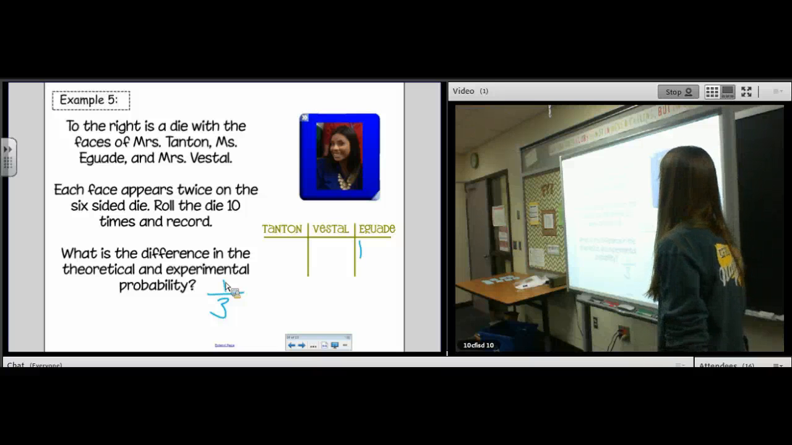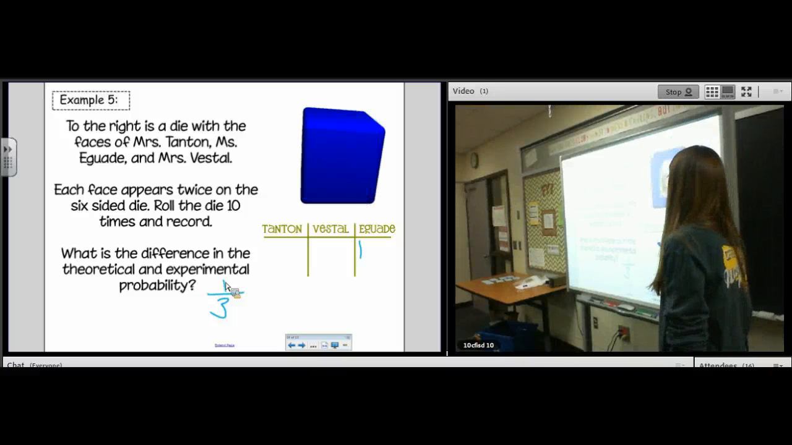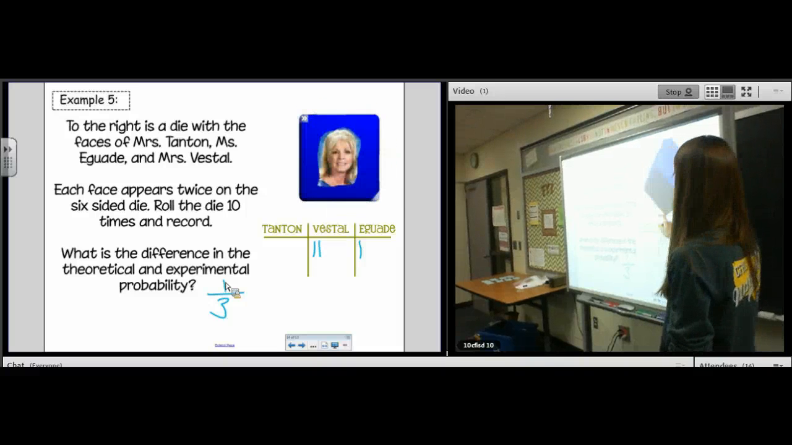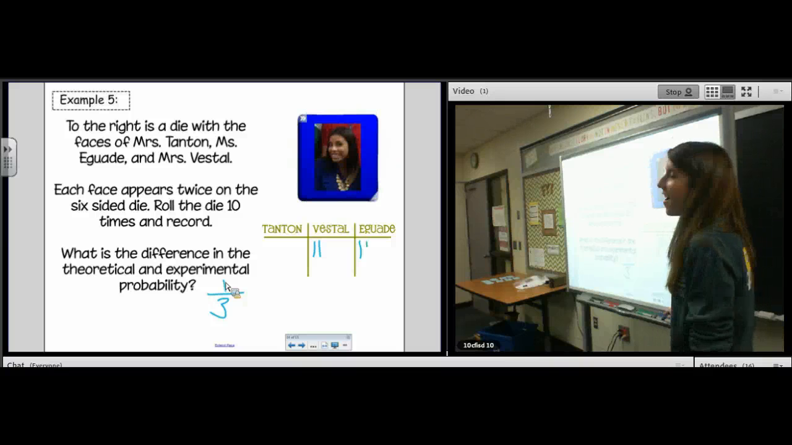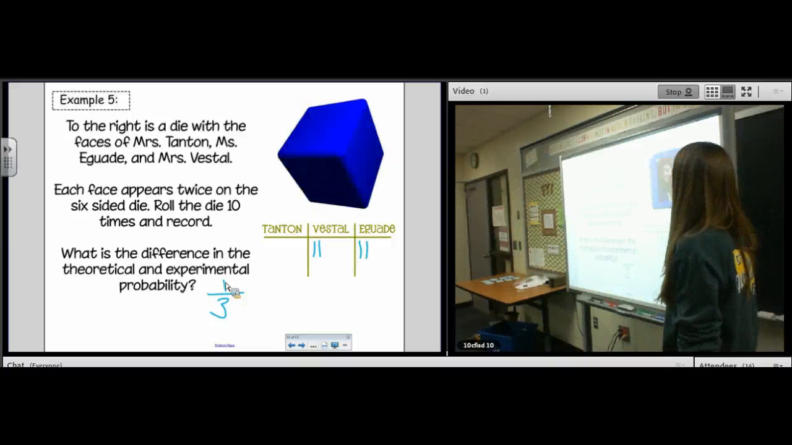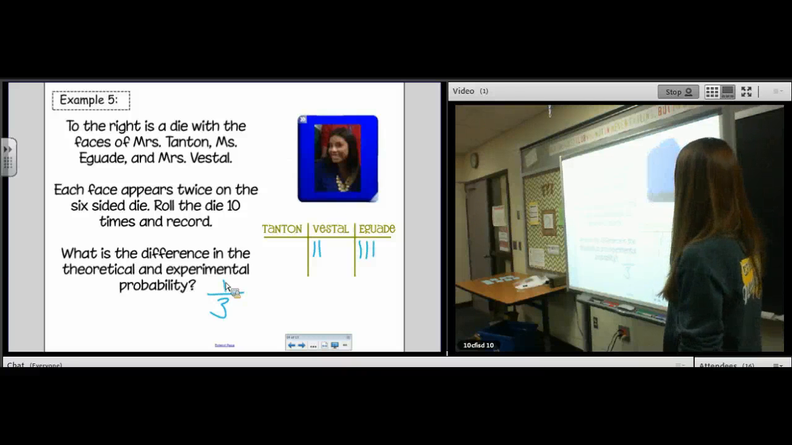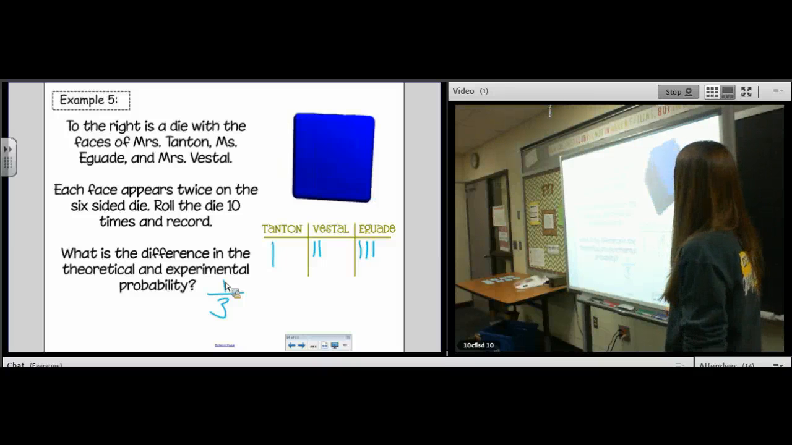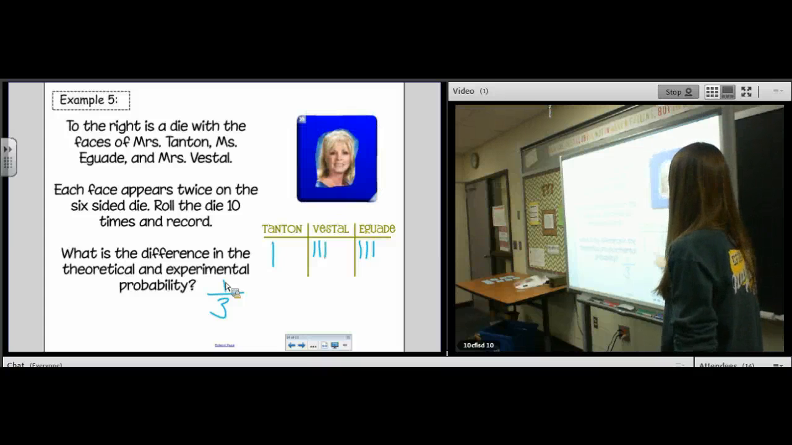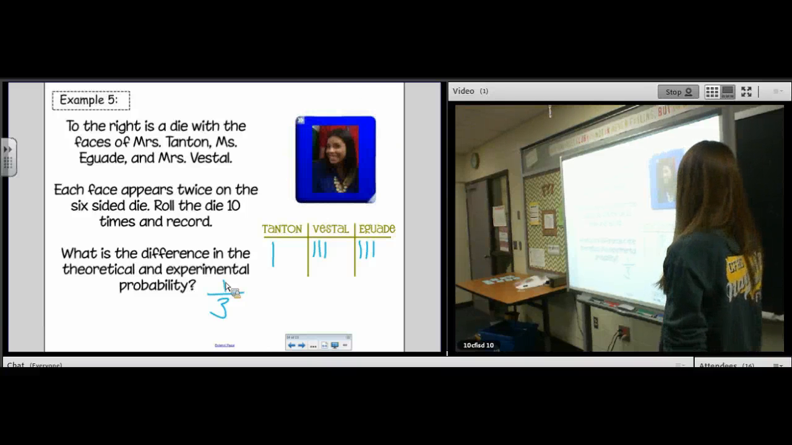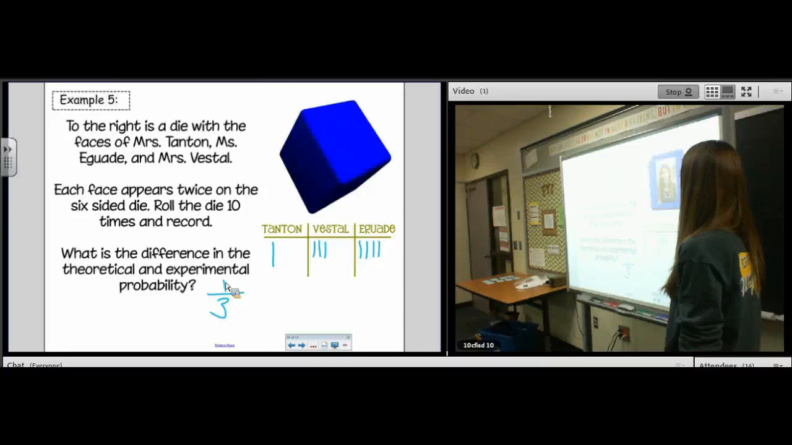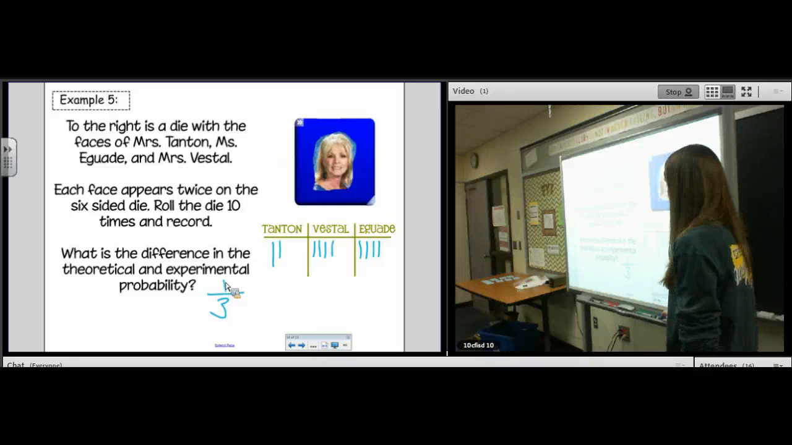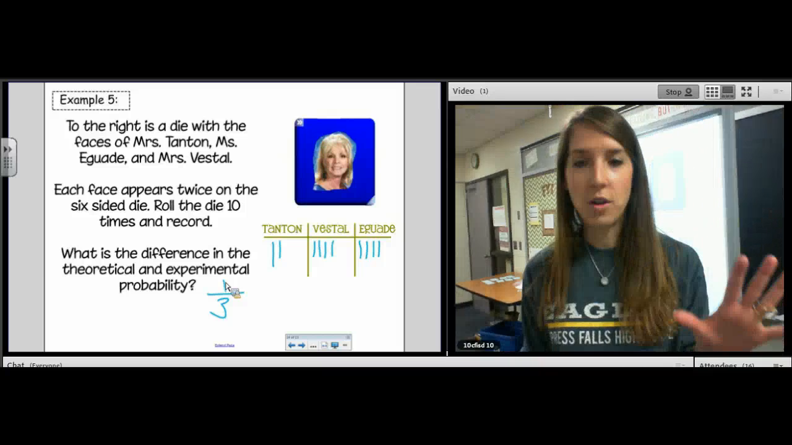that's Miss Iguade. How many times do you want to do this one? That's Miss Vestal. Miss Vestal. Oh no! We're not rolling me at all. Oh my goodness. We'll do it 10 times. Oh, there we go. 3, 4, 5, 6, 7, 8, 9, 10. Okay, so the theoretical is 1 out of 3.